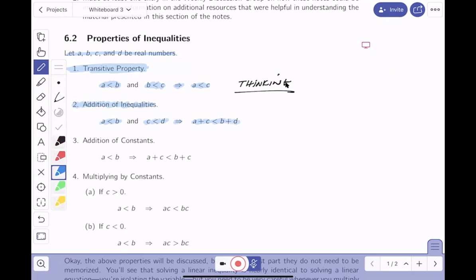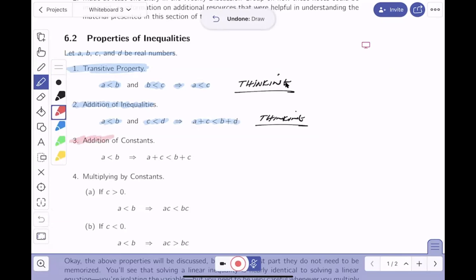Now, by the way, this also requires thinking. But again, I want to point this out. They just don't ask the question about it. What they're going to focus in on is these 2 hot items over here: the addition of constants and the multiplication of constants.